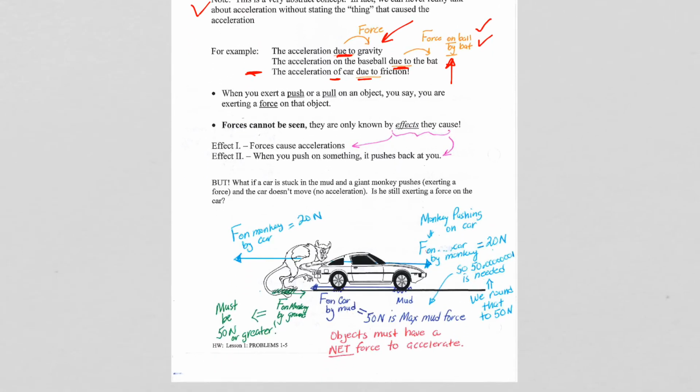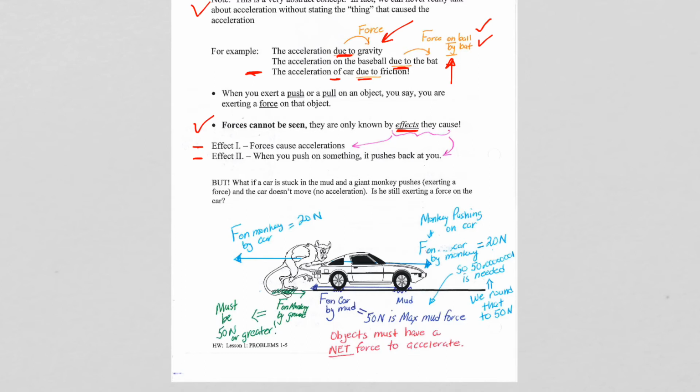So, when you exert a push or a pull on an object, we are saying there's a force exerted on the object. Now, forces cannot be seen. This is that abstract part. They are only known by their effects. And there are two effects that forces definitely have. The first effect, and Newton will put these into equations and laws of motion for us in another page or two of notes, but the first effect you see is that forces cause accelerations. Forces absolutely will cause accelerations. And when you push or pull on something, it pushes or pulls back at you.